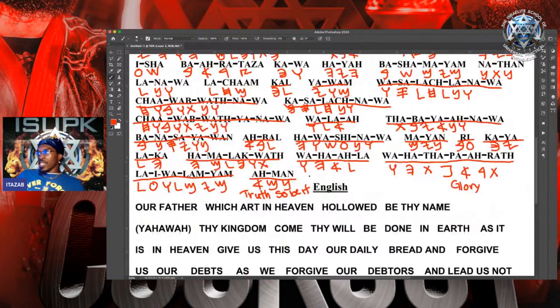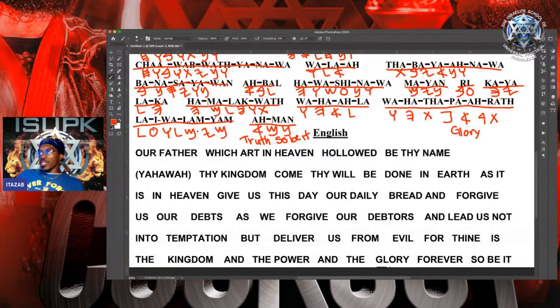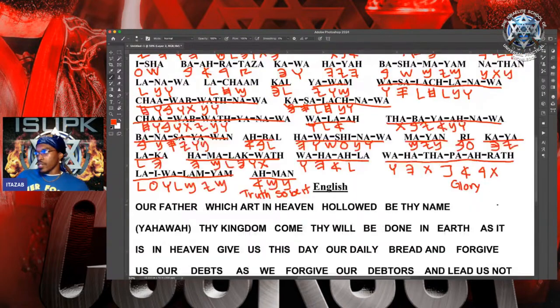All right, and that's what the Lord's Prayer translates to in English. Our Father which art in heaven, hallowed be thy name. Thy kingdom come, thy will be done, as it is in heaven. Give us this day our daily bread, and forgive us our debts, as we forgive our debtors. And lead us not into temptation, but deliver us from evil. For thine is the kingdom, and the power, and the glory, forever. So be it.